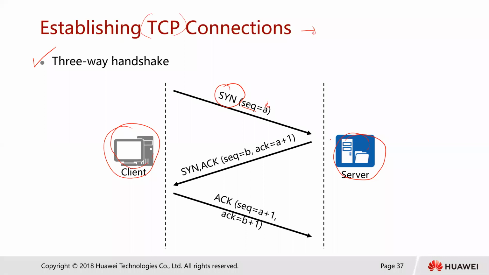Our server receives this SYN. After receiving the SYN, the server replies with a SYN plus acknowledgement, and sets the acknowledgement number as the received sequence number plus 1, and the sequence number as a random value B. So our client sends a SYN, and our server replies, I acknowledge, SYN plus acknowledgement. It takes the received sequence number, adds 1, and comes up with its own sequence number.